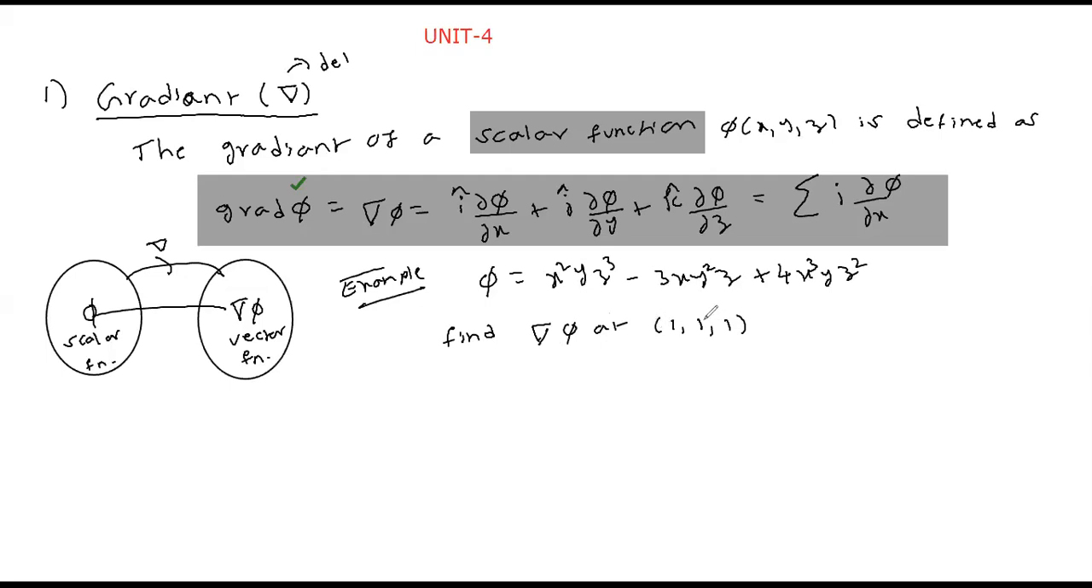So how do we do this problem? First we find the gradient at any point x, y, z. Later we substitute x equal to 1, y equal to 1 and z equal to 1. Del phi is i into dou phi by dou x plus j into dou phi by dou y plus k into dou phi by dou z.